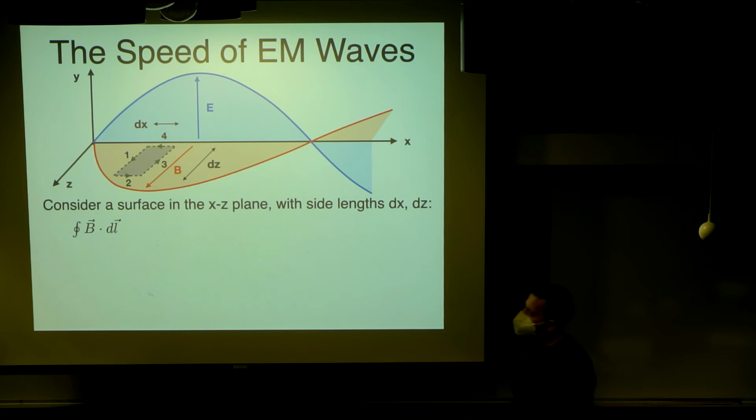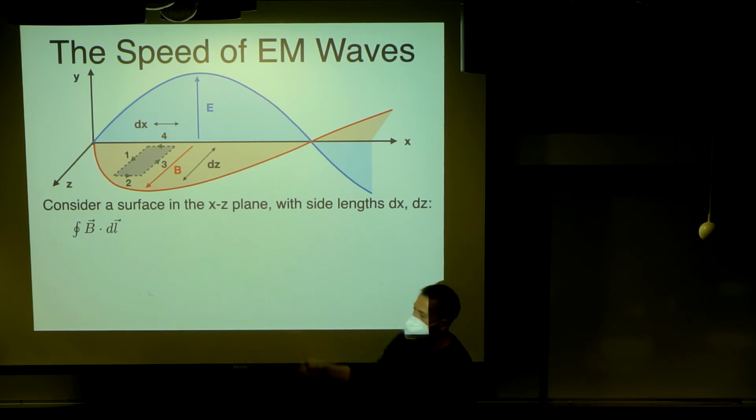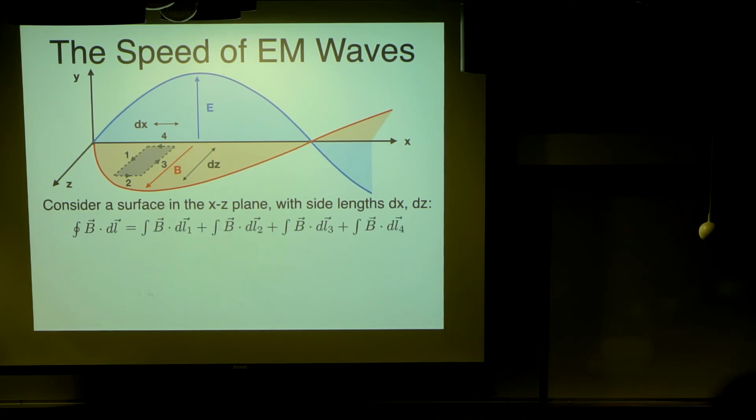So I want us now to consider the integral around this rectangular surface of B dot dl. Okay? So now we're taking the B field and integrating over this path. Just like before, we want to think of that as consisting of 4 parts. Part 1, 2, 3, and 4. Okay? So let me just ask you, which of these parts are going to 0?